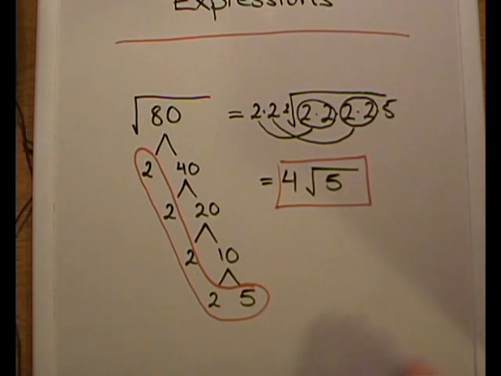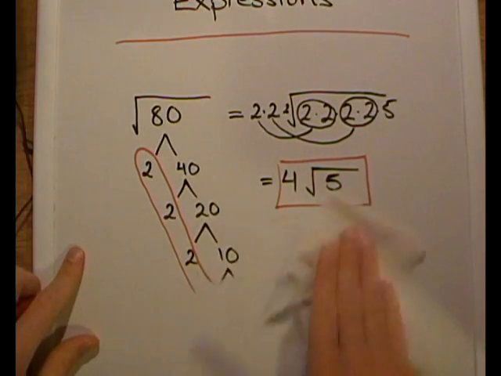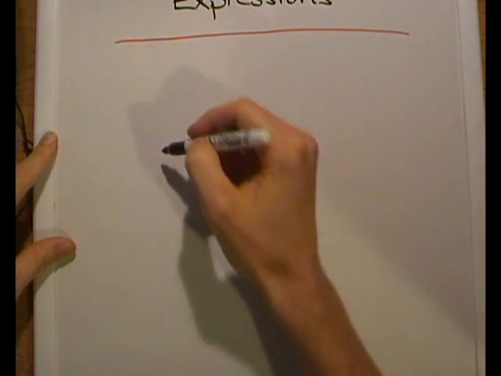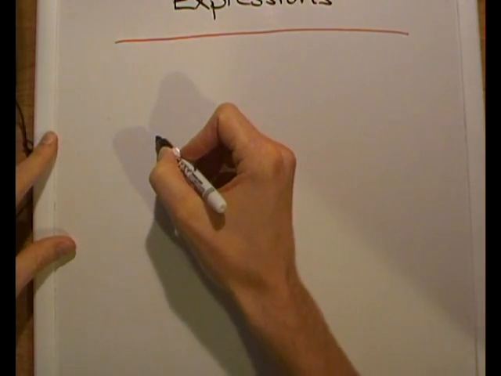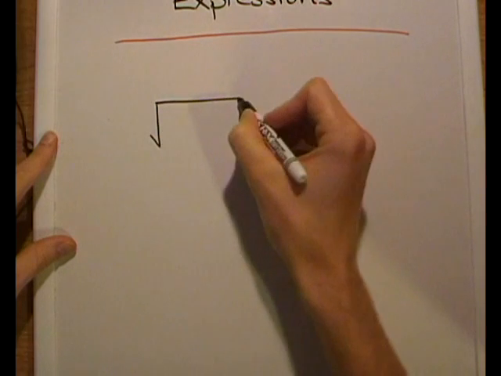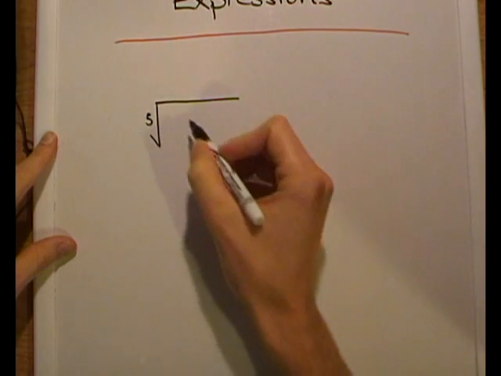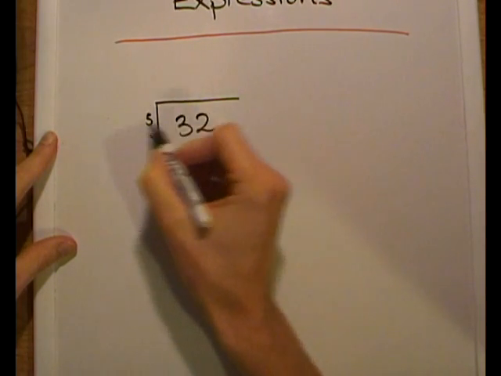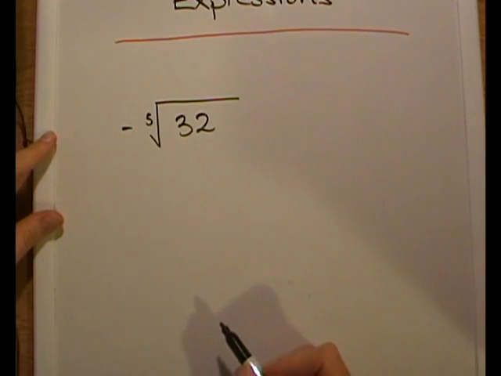Now, let's say we had a little more complicated problem. Say we had the fifth root of 32. Let's say we have the negative fifth root of 32.